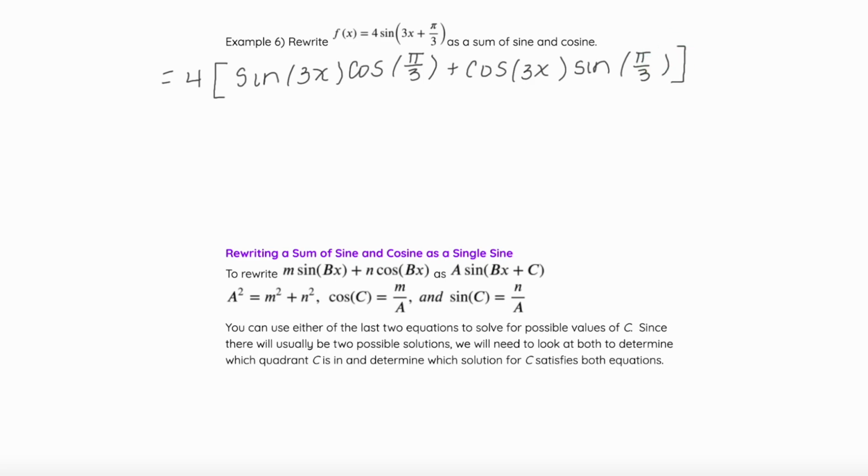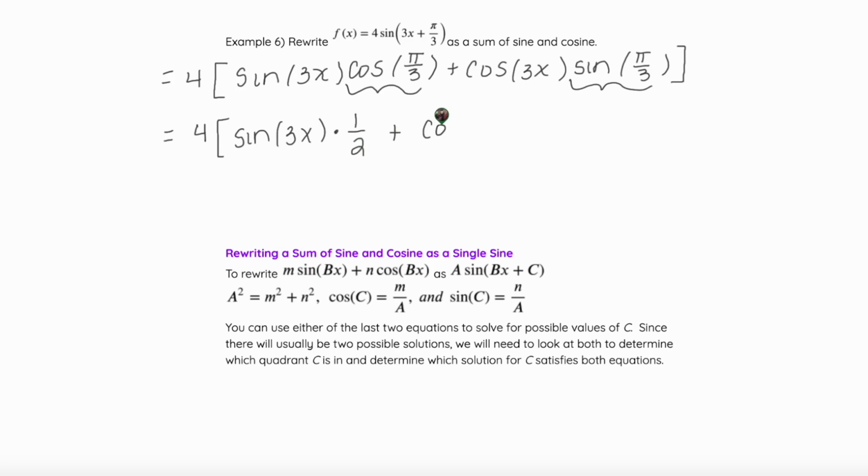I can evaluate the cosine and sine of pi over 3. So I'll do that before I eliminate our parentheses or our brackets. I'll have sine of 3x, which we can't evaluate, but I know that cosine is half.